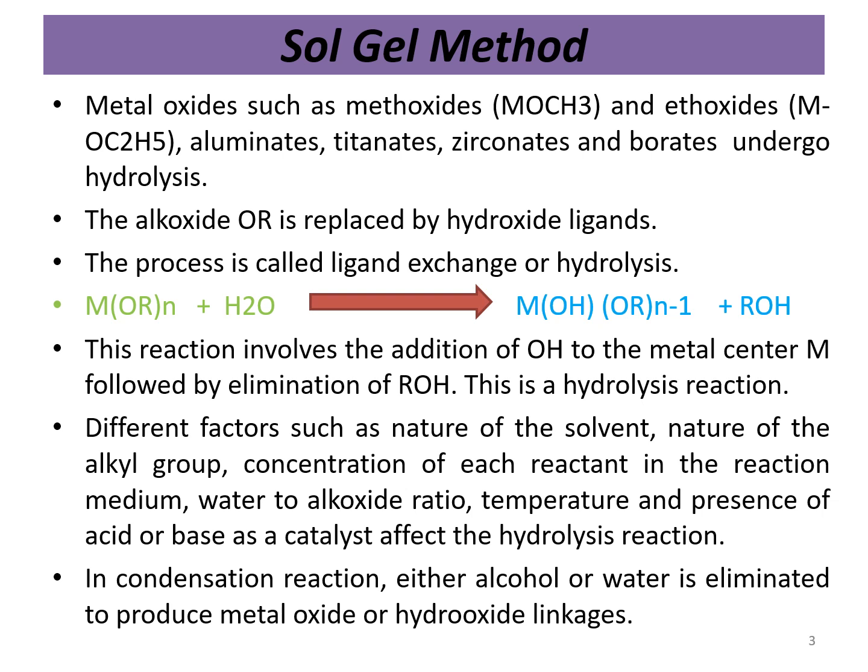Metal compounds such as methoxides and ethoxides, aluminates, titanates, zirconates, and borates undergo hydrolysis reaction. So in this method, we can use a variety of reactants containing alkoxides attached to the metals, as well as aluminates, titanates, zirconates, and borates.